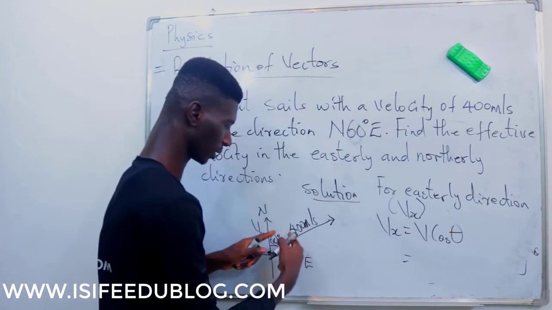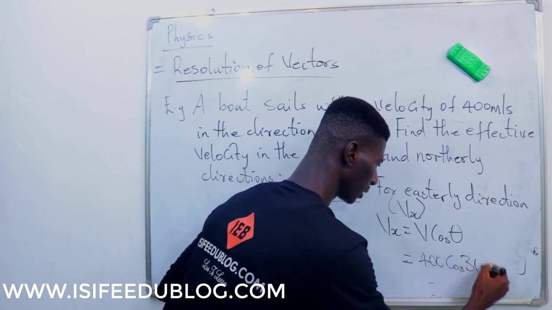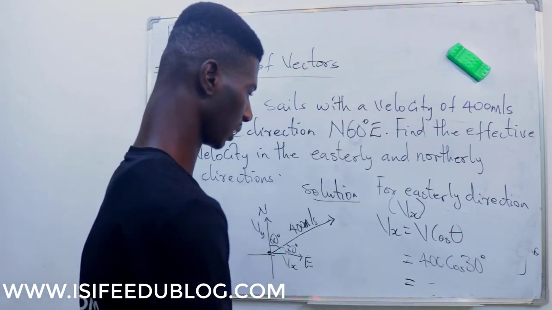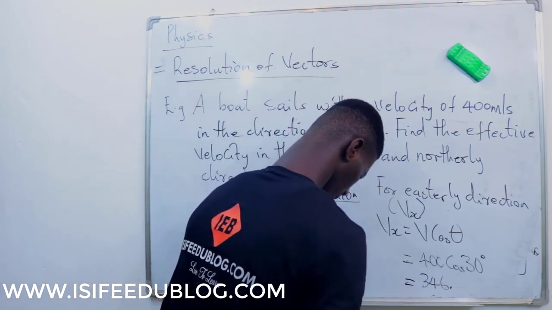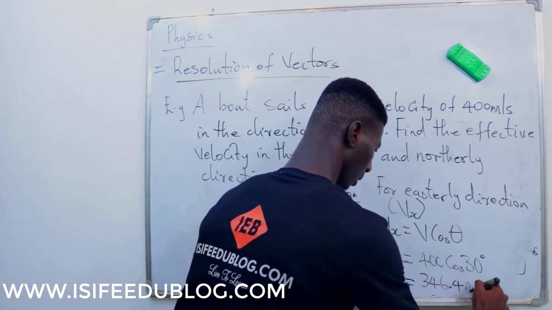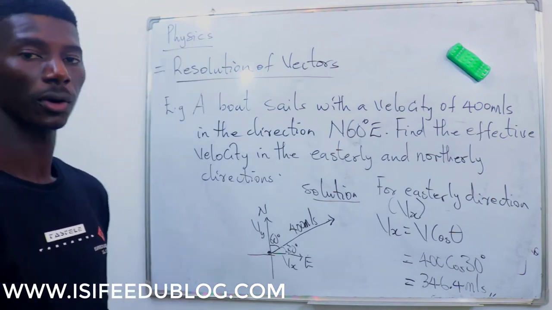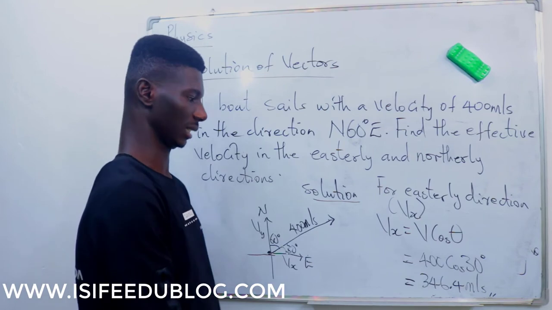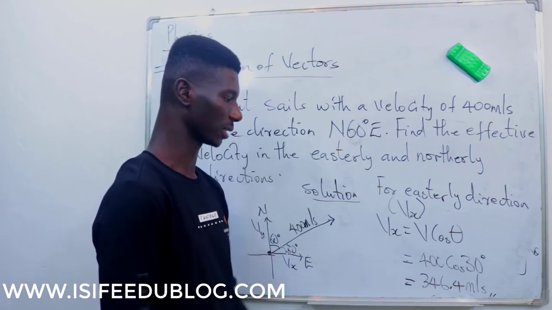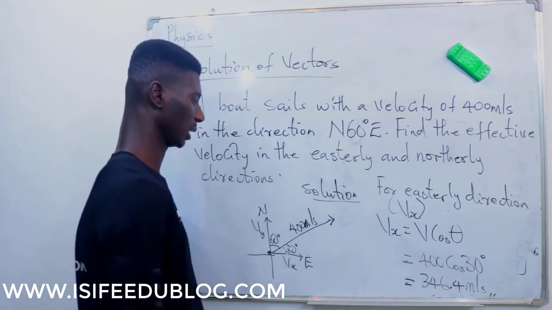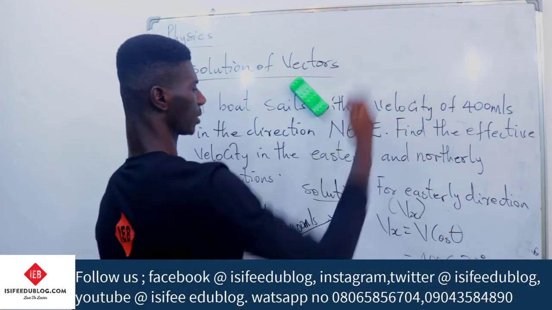So our theta here is 30 degrees, not 60. So we have V, which is the resultant, 400 cos 30 degrees. 400 cos 30 degrees will give you 346.4 meters per second. That is the effective velocity in the easterly direction: 346.4 meters per second.